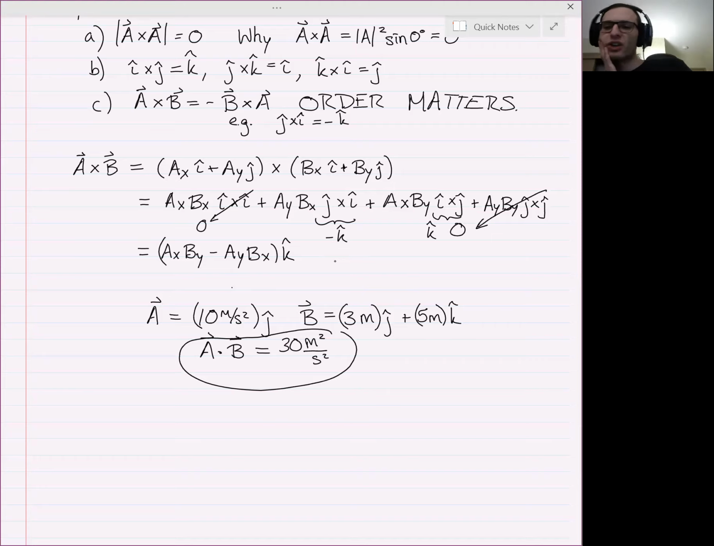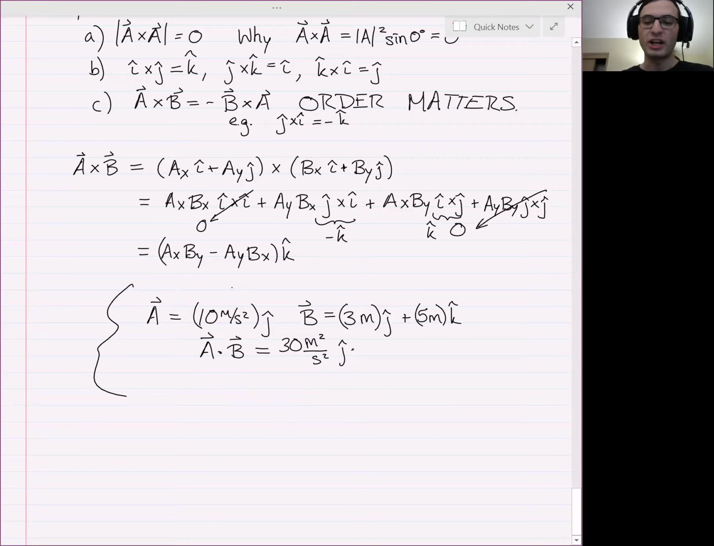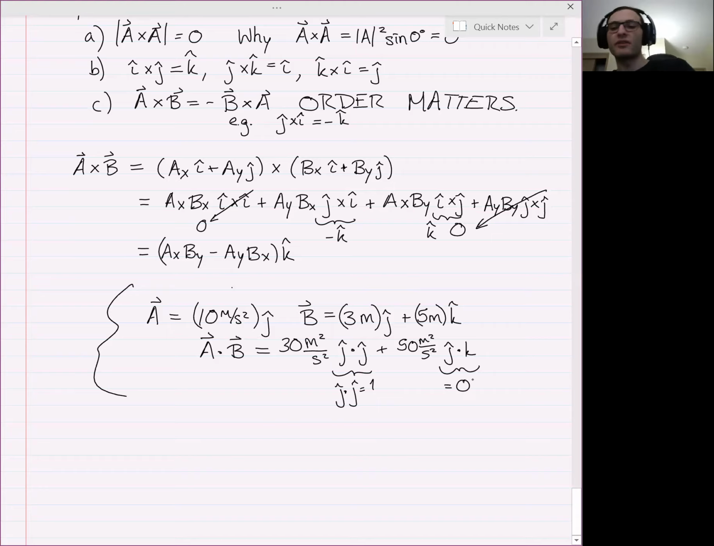When you ask, can we use unit vector k when we calculate a dot b? I don't understand what you're asking. In this example, you don't have to use the unit vector k. Well, I mean, you would have to. Let me back up a little bit. This is j dot j plus 50 meters squared per second squared, j dot k. And so we know that j dot j is 1, and j dot k is 0. That's just from the definitions of the unit vectors and the dot product. Right. These are good questions.